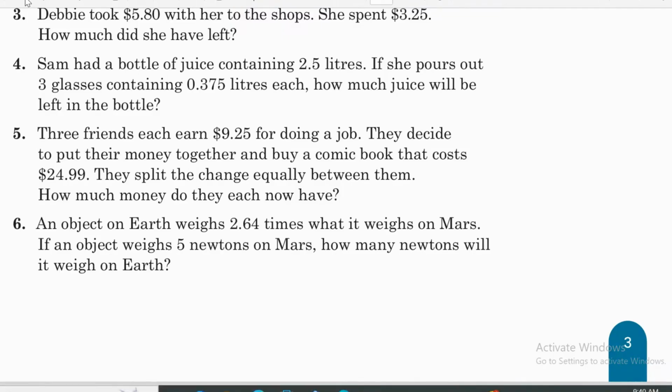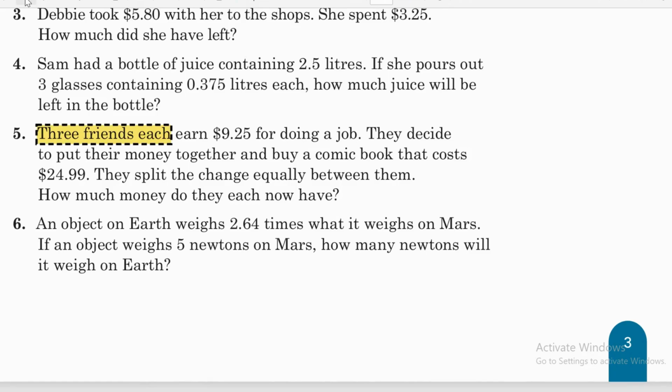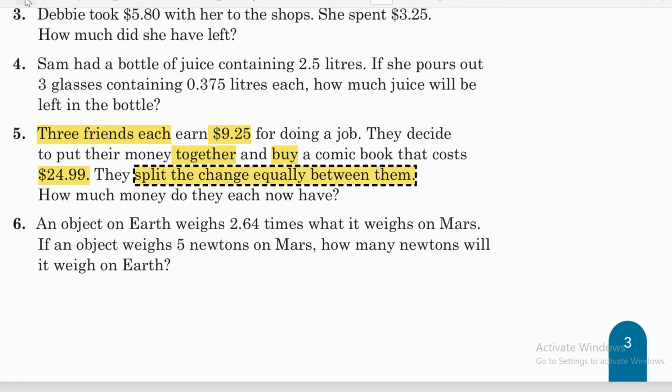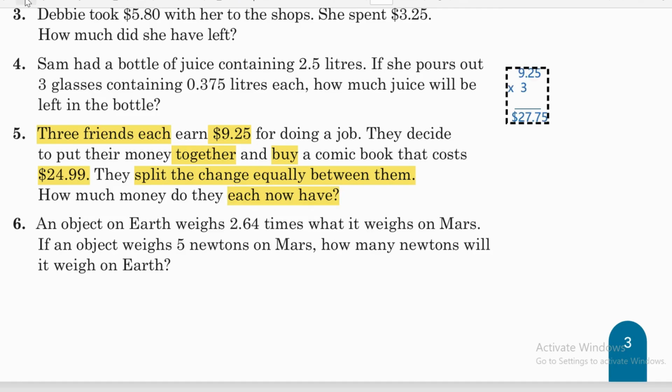In word problems, read very carefully and note down all the important points given. So there are three friends, each earned $9.25, and they decide to put their money together to buy a comic book that costs $24.99. They split the change equally between them. How much money do they each now have? So this question has to be done in three steps. The first thing is how much money together they have. So first we multiply 9.25 by 3 and we get 27.75.